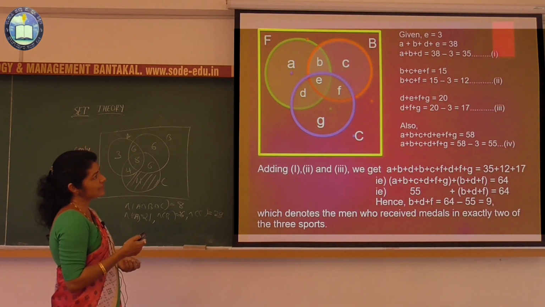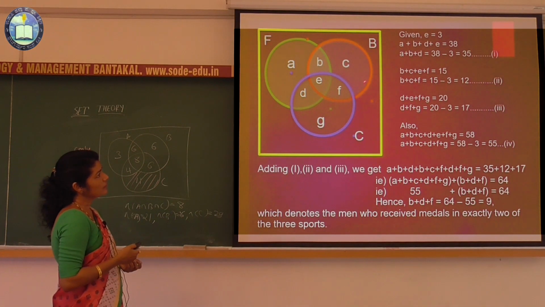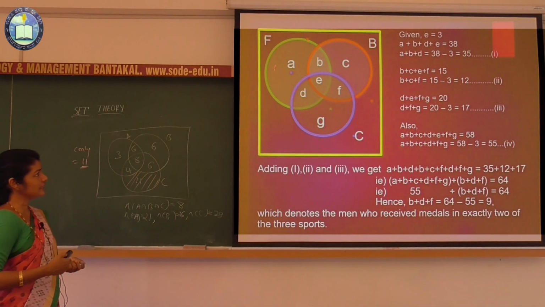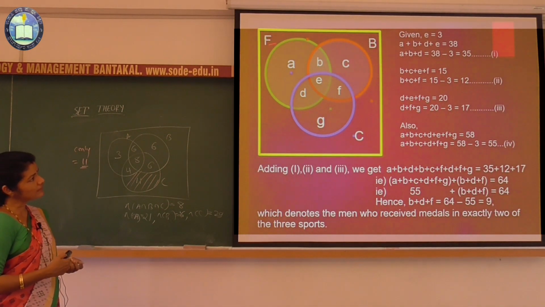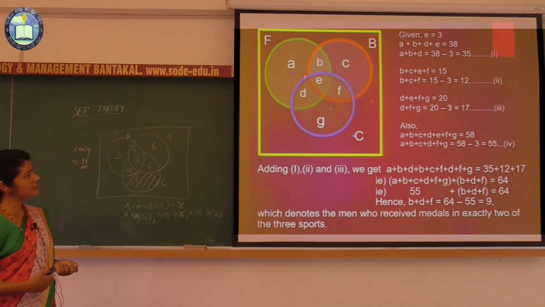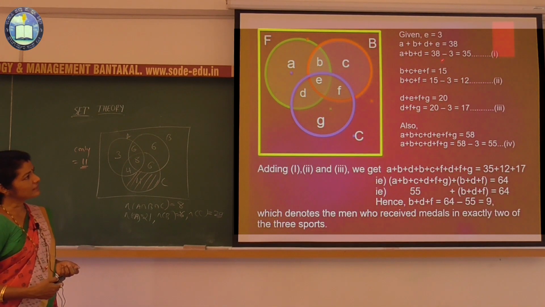See, the equations are like this. A plus B plus D plus E, that is total football entries, right? So that is 38. Consider A plus B plus D. That is 38 minus 3, 35.